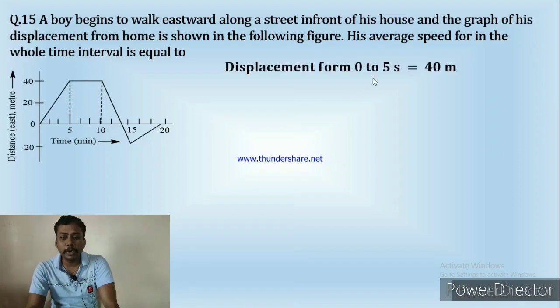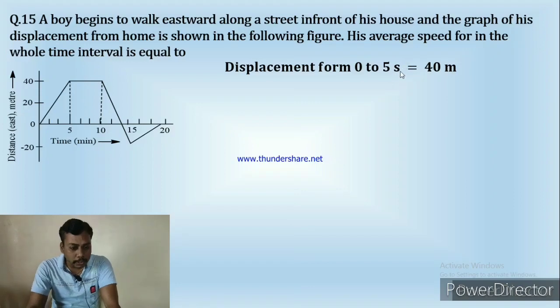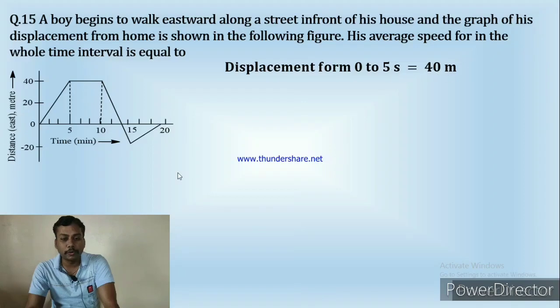Now see, displacement from 0 to 5 seconds. So here this is time axis, time is along x axis, and displacement in meter is along y axis. Here these are the 5, 10, 15, 20, these are the time in minute here. So first displacement from 0 to 5, sorry, minute is there, not second. Displacement from 0 to 5 minute. How much displacement is there? This is the displacement here. So that is equal to 0 to 40. So the boy first in 5 minutes covers 40 meter.